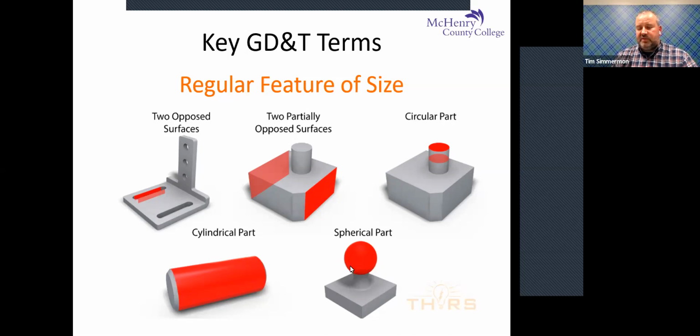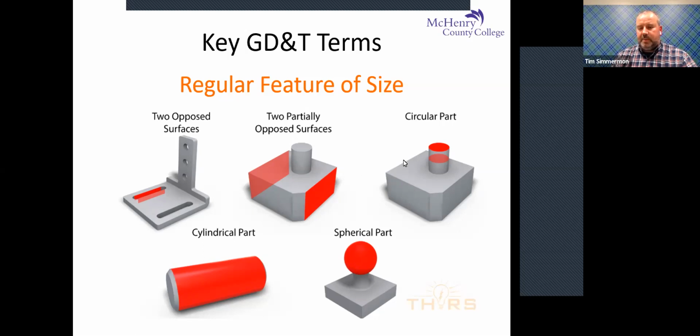Or on this part, the spherical knob at the top would be considered a regular feature of size. So this cylindrical part would have an axis that it would rotate about. These opposed surfaces would have a center plane. So there's a plane that determines the center or the midpoint between those two planes.